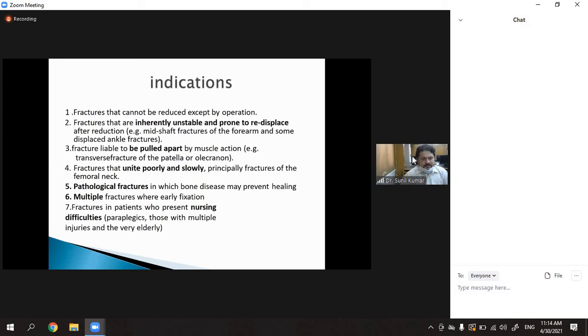Fractures in patients who present nursing difficulties: paraplegic patients, those with multiple injuries, and the very elderly patients.